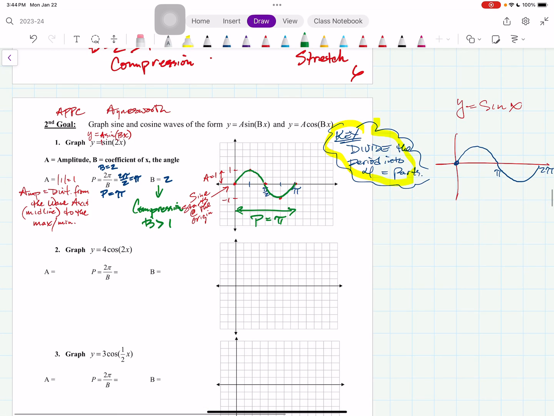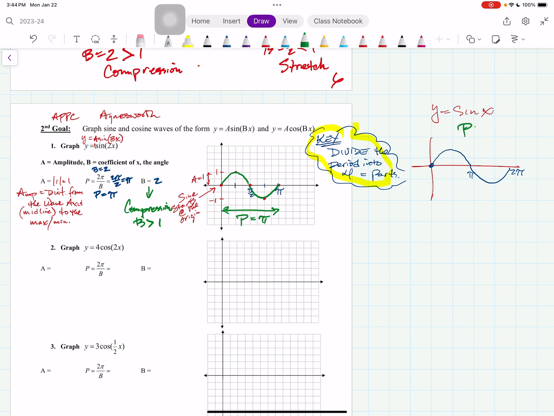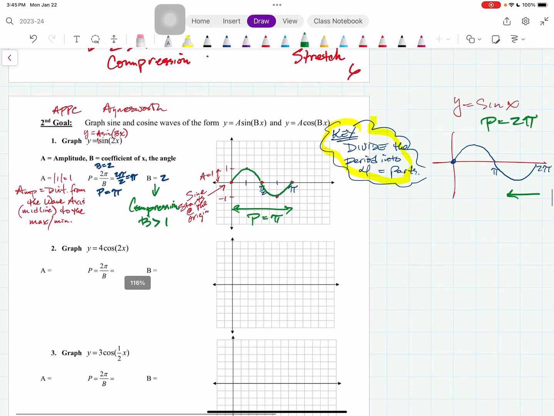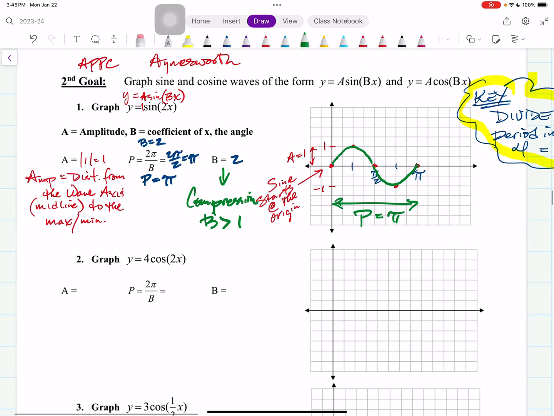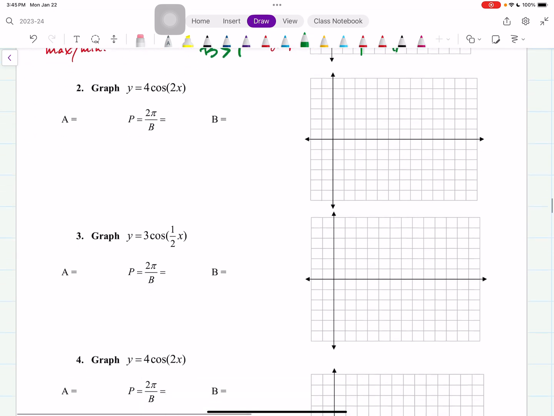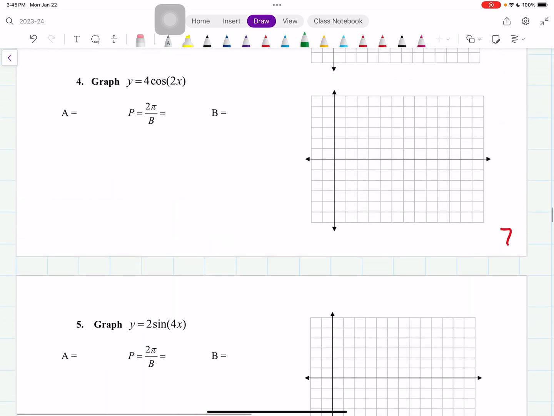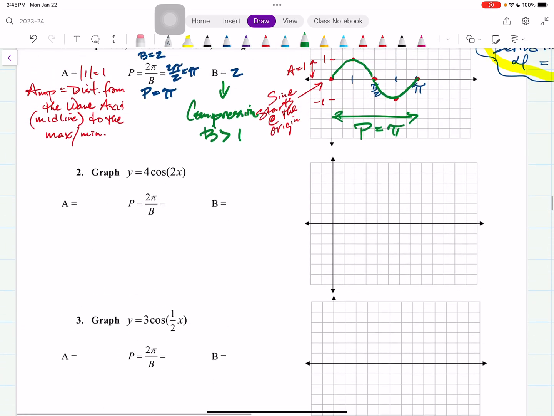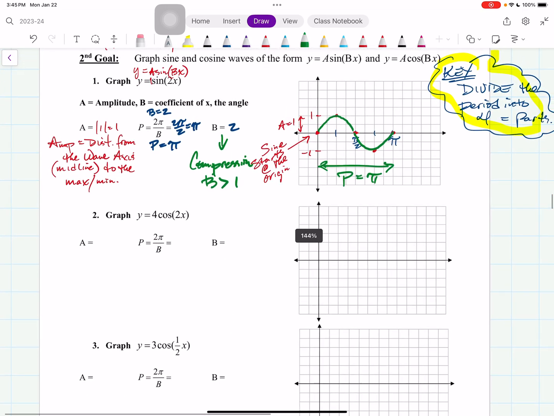So remember, the parent function has a period of 2 pi. You shrink it or you compress it. It brings it in, and you have a shorter wavelength. Okay, number 2. I'll do a few of them. I'm not going to do all of these, but I will do a few, and then hopefully after a few, you kind of get the idea.